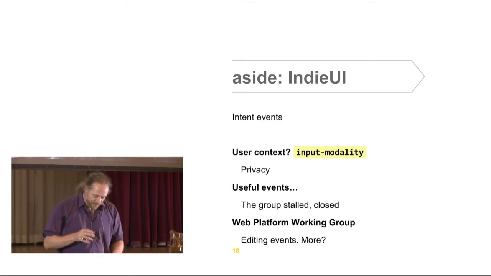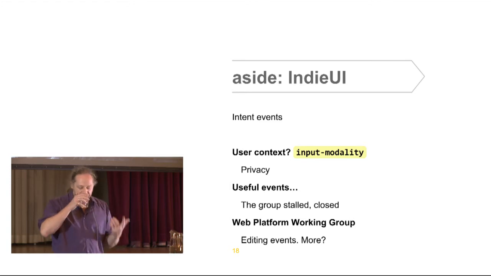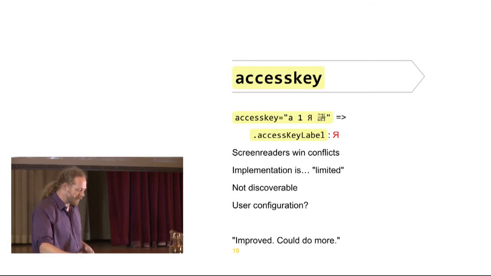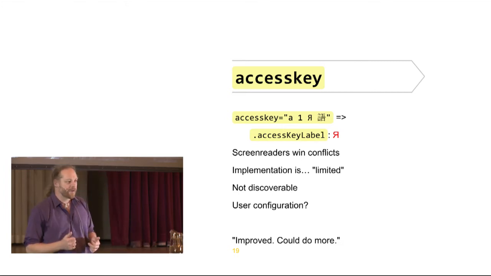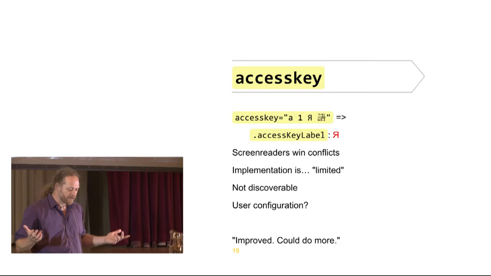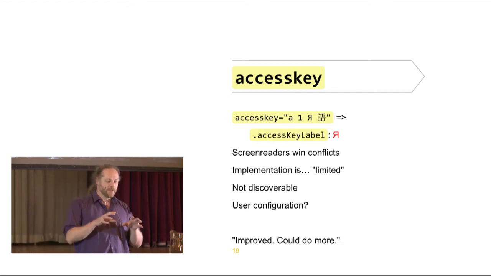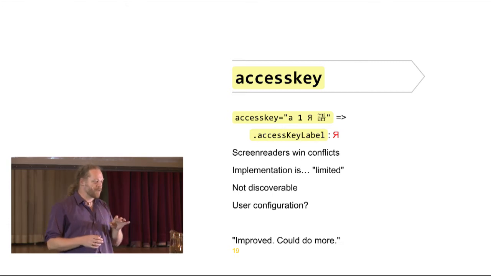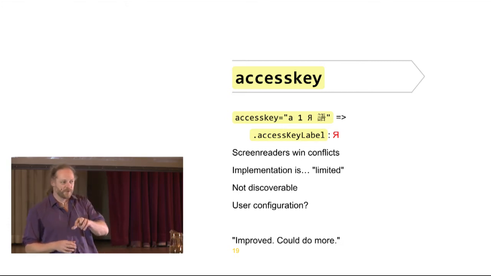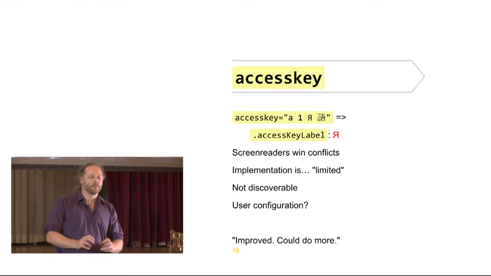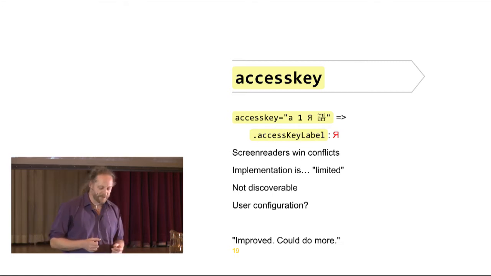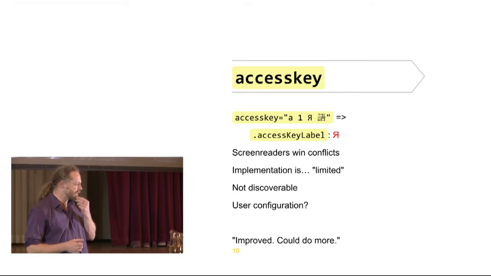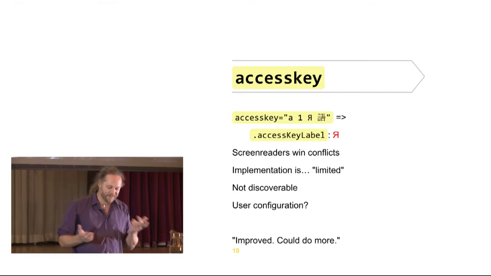So, I'll skip quickly. Access key, they changed in HTML. You can now put as many characters as you want. You have a list of different characters. You have a little DOM thing that's supposed to say, here it says YAR, it's actually supposed to say Control-Shift-YAR is the key combination that will activate this control. That only works on, I think, Firefox, one browser.